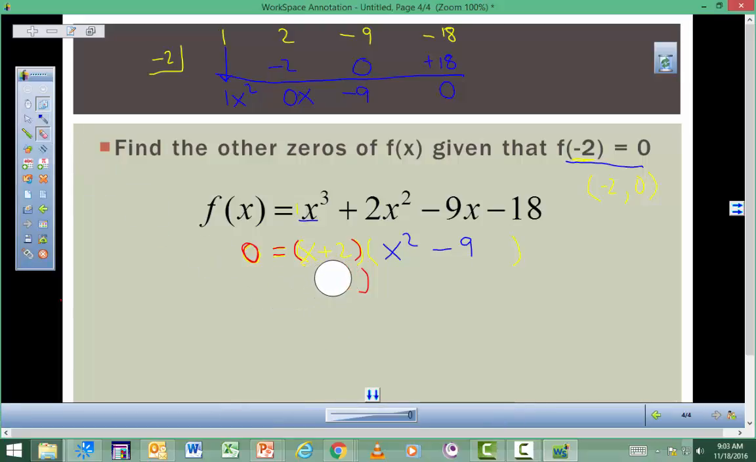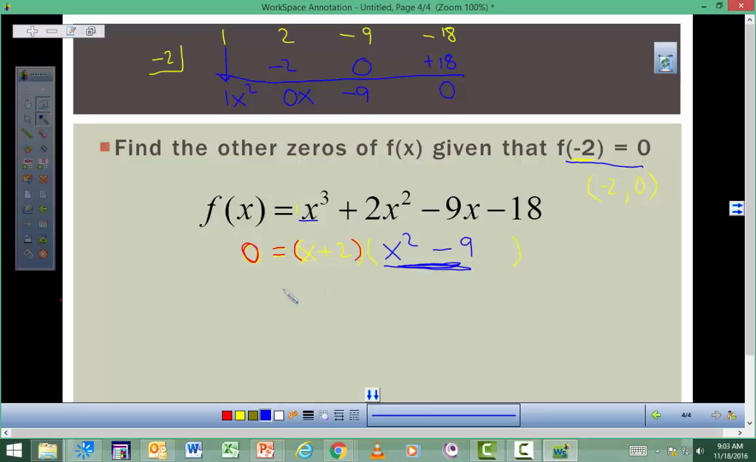Now the question as far as factoring goes, is this complete? Well, no, this is a difference of two squares. We know how that factors, right? We're going to get x plus 2, and then we're going to have x minus 3, x plus 3. And now this is completely factored.